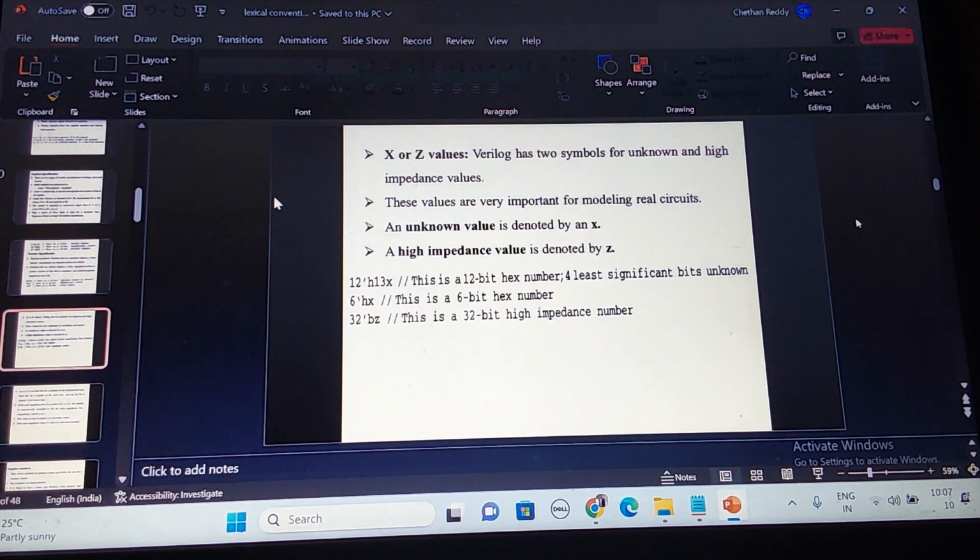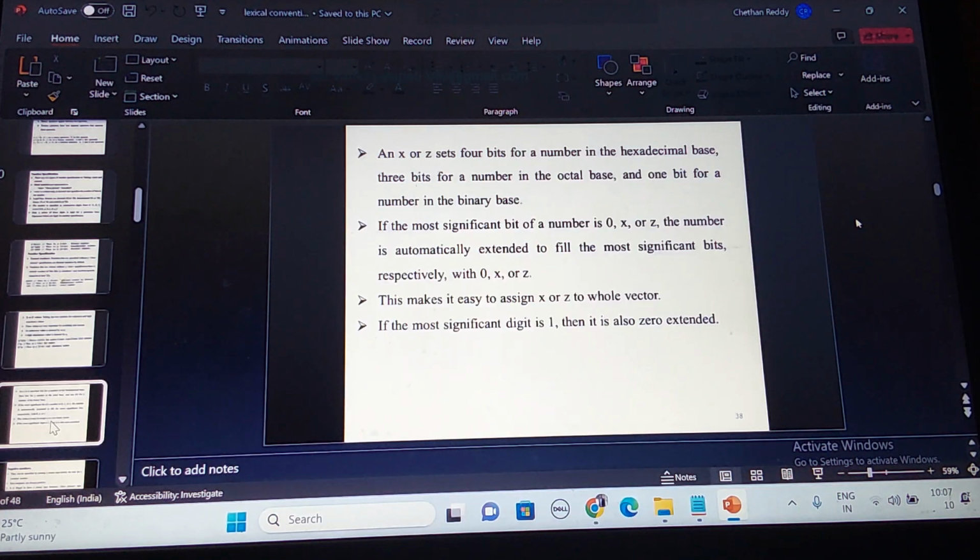So these are the two ways you can specify a number: sized number and unsized number. Now let us go to how to represent a negative number. Before that, you can see here that X or Z sets 4 bits for a number in hexadecimal, right? How many binary bits does X or Z represent in a hexadecimal number? 4 bits. 3 bits for an octal number, and 1 bit for a binary number. You can see the example we already worked with.